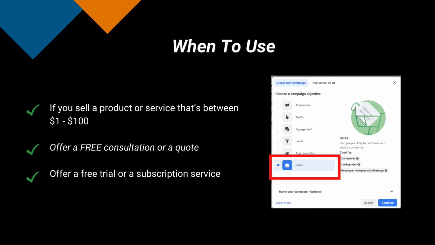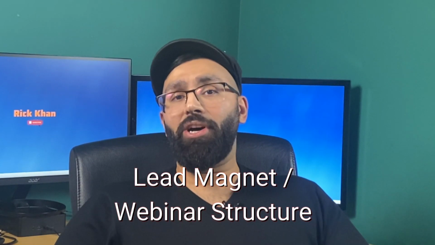Then if you offer something free, such as a consultation or a quote. So for example, if you're giving a quote as a roofer, a consultant of some kind, then again, it makes sense. Or let's say if you offer a free trial, maybe you're a software business or a subscription service, going straight to direct to offer makes sense, because these are all low barrier offers. But then we have the lead magnet or webinar structure.